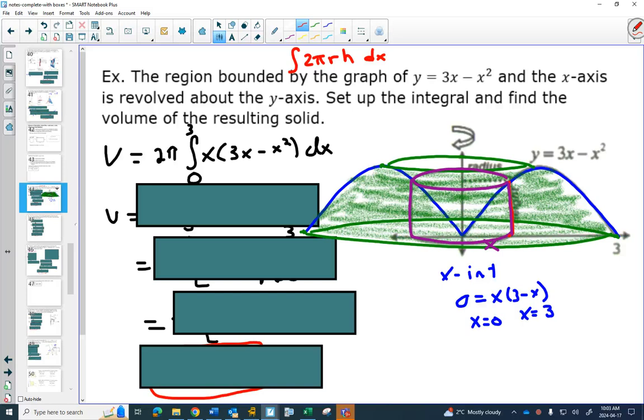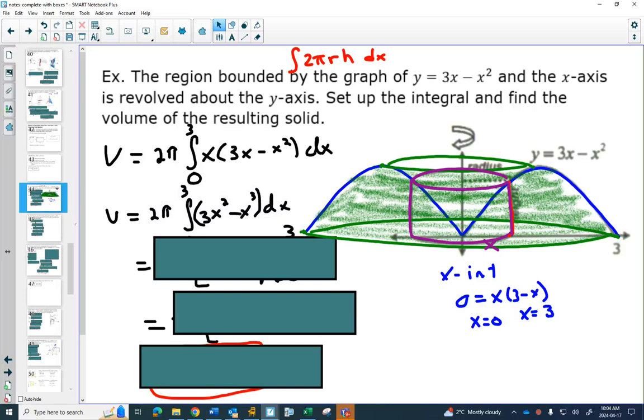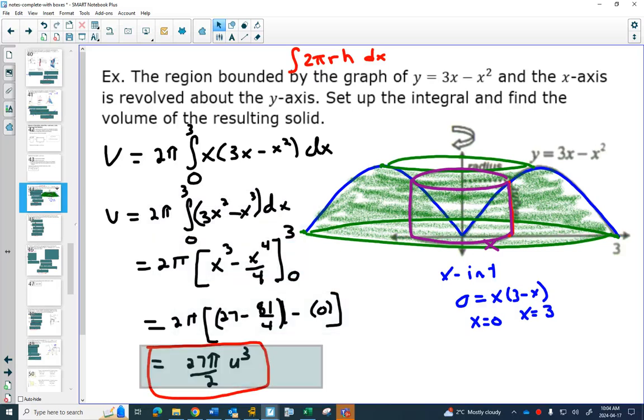Then remember, I could pull out the 2 pi in front, because that's a number. My radius is my x value, so I can plug in x. My height is my y value, which in this case is 3x minus x squared. Since we're going from 0 to 3, our x values are changing, and we have dx. Once the setup is there, the rest is generally easy. You can multiply things out, do your regular integrals, and figure out your volume.